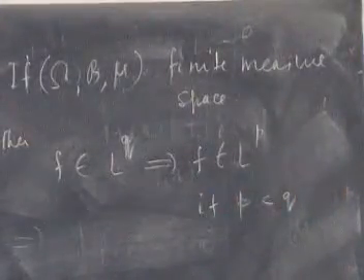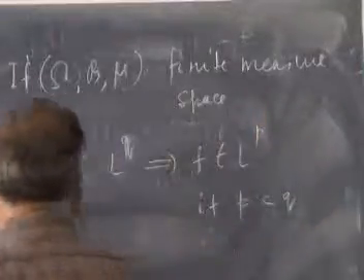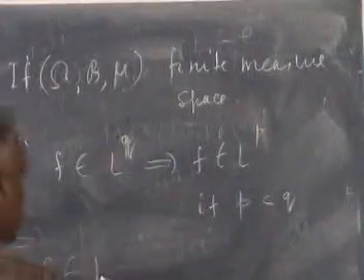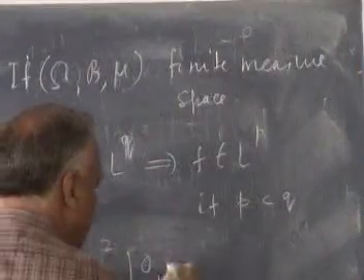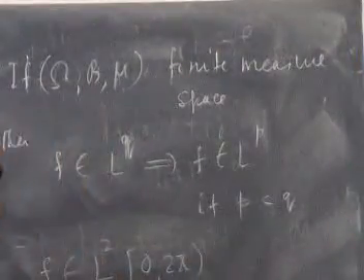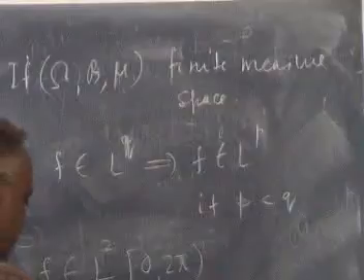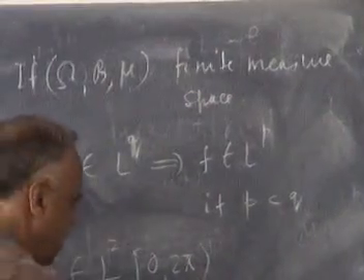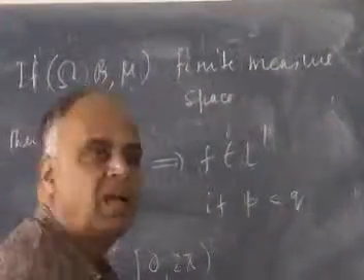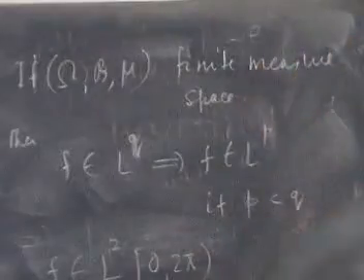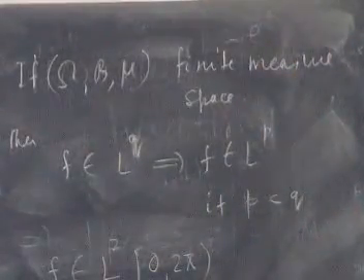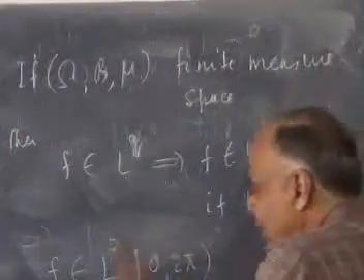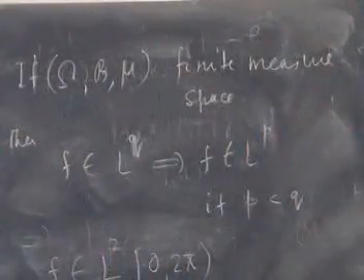Now for example, if f belongs to L2 of 0 to 5, that will imply f belongs to L1 of 0 to 5, right? Because it is a finite measure space, so whenever it belongs to some higher L, it will belong to that lower L also. P is less than Q.